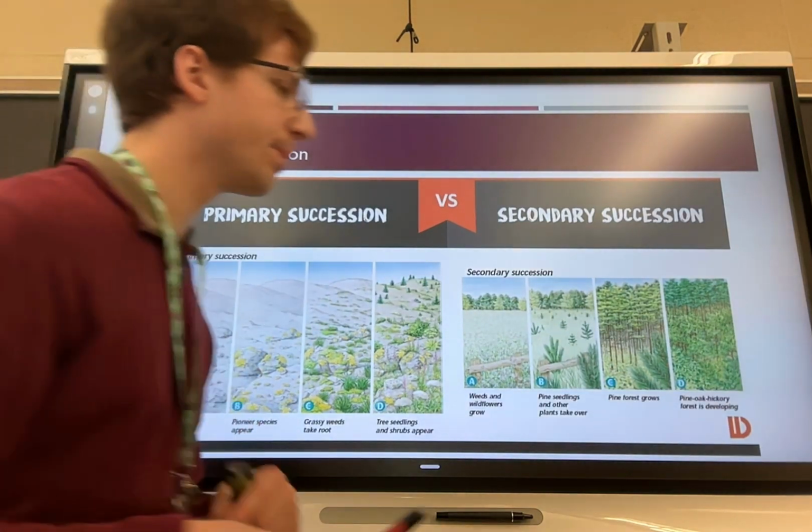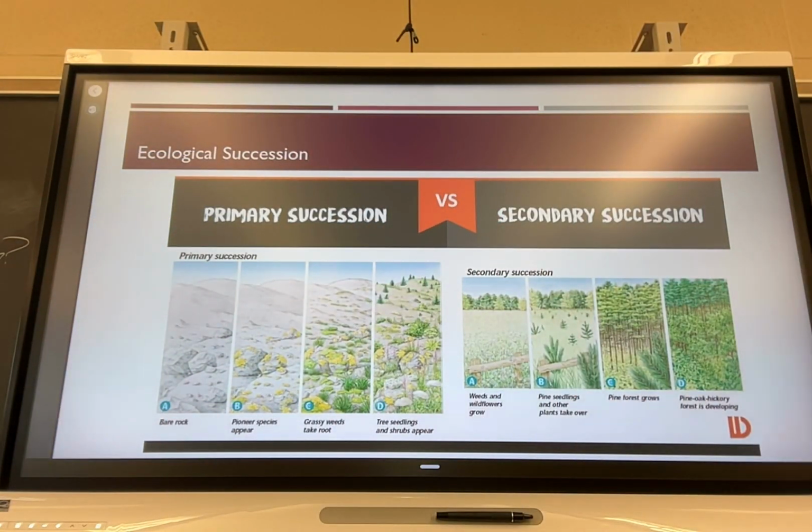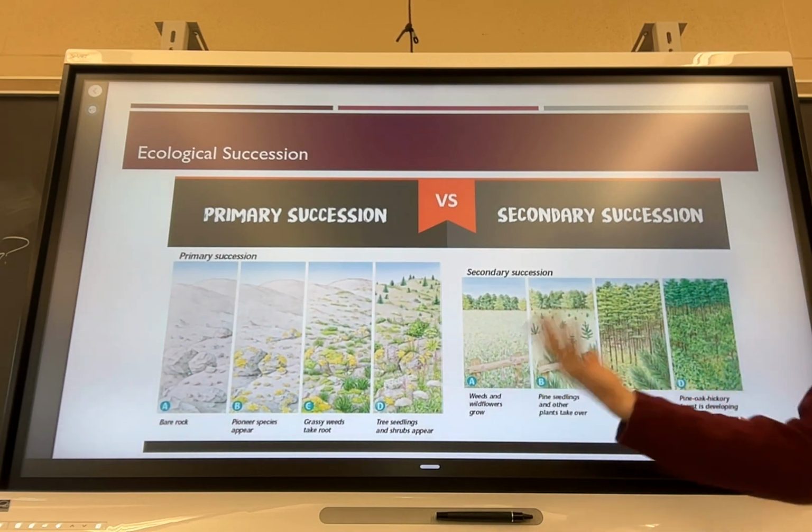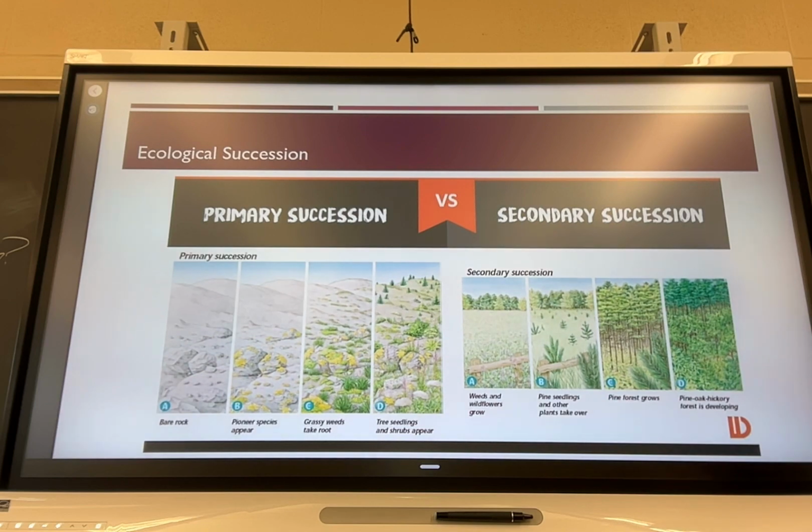Secondary succession, on the other hand, we already start out with some sort of environment, and we do something to damage it. For example, wildfire is a very common example of secondary succession. What happens is these species that were normally in the area, they get killed by the wildfire or the flooding. And again, just like in primary succession, over time, the species are going to grow back. So weeds and wildflowers are going to grow first. Shrubs and small seedlings are going to grow second. And then over time, this forest is going to develop.